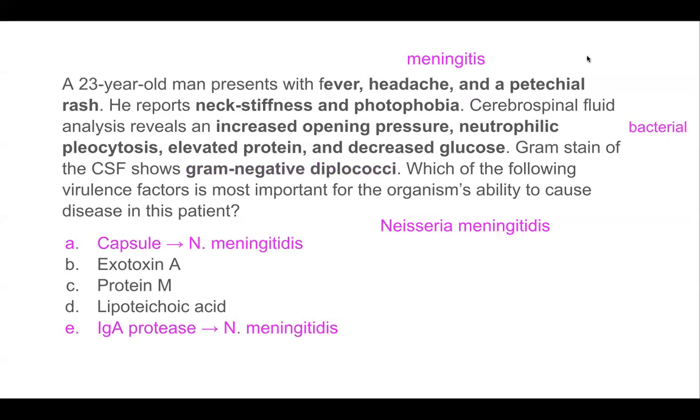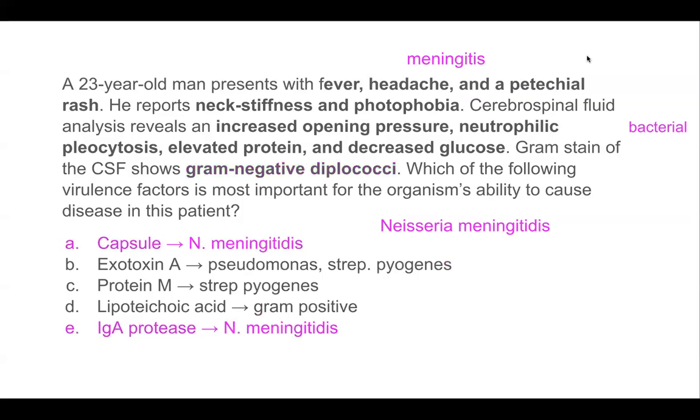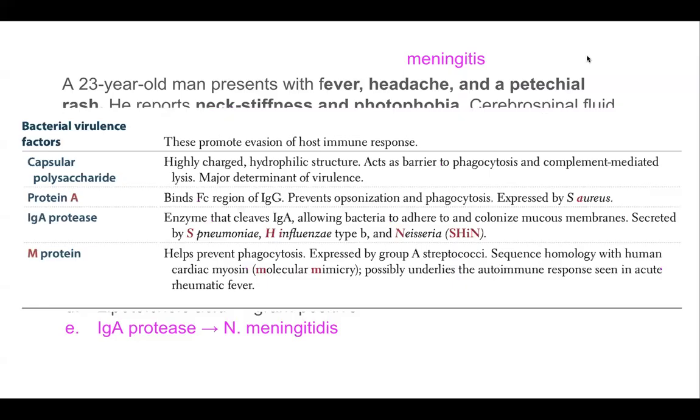Well, let's run through the other answer choices to think about what pathogens have these virulence factors. Exotoxin A is seen in Pseudomonas. It is a factor that inactivates EF2, which is normally involved in protein synthesis. Protein M is something that is seen in Strep pyogenes and it prevents phagocytosis. And then lipoteichoic acid is something that is on the outside of gram-positive cells, so definitely not seen here in our gram-negative diplococci.